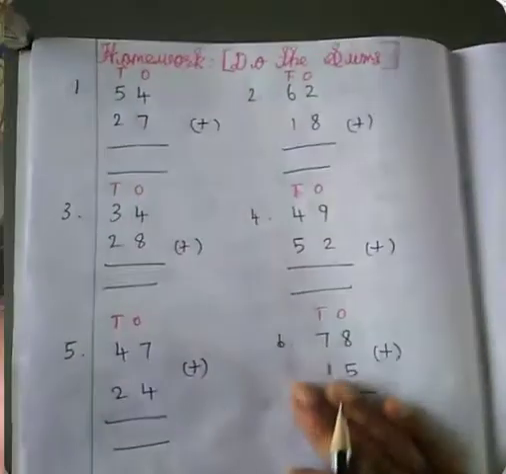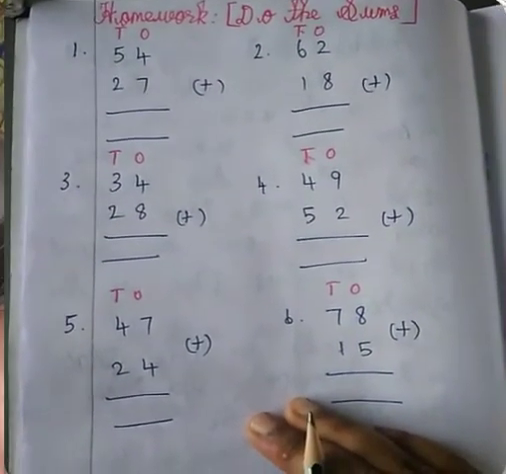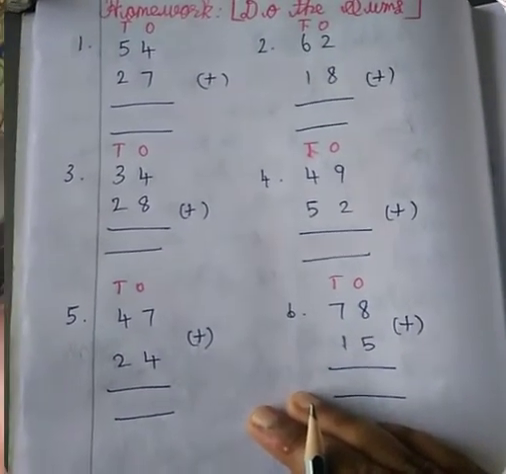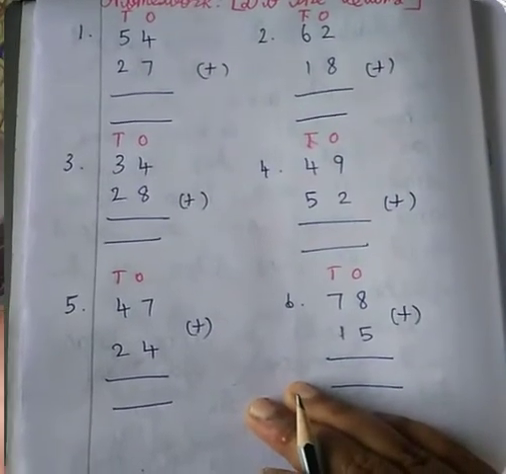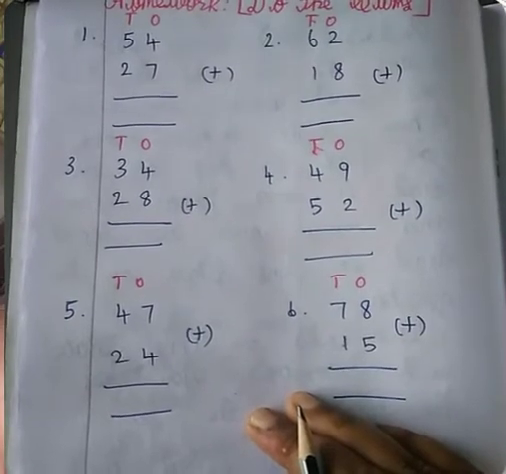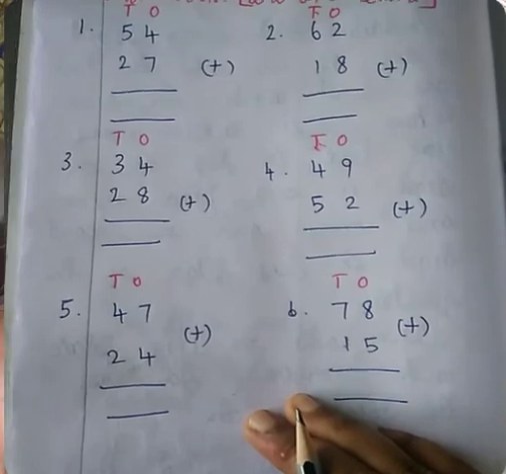Next I will give the homework for you. Today's homework is you have to do the sums. I will give 6 sums. You have to add these 6 sums with carry over. You have to do the sums clearly. I hope all are clear about the addition sums with carry over. I hope all write the answers correctly and send them. Okay, thank you.